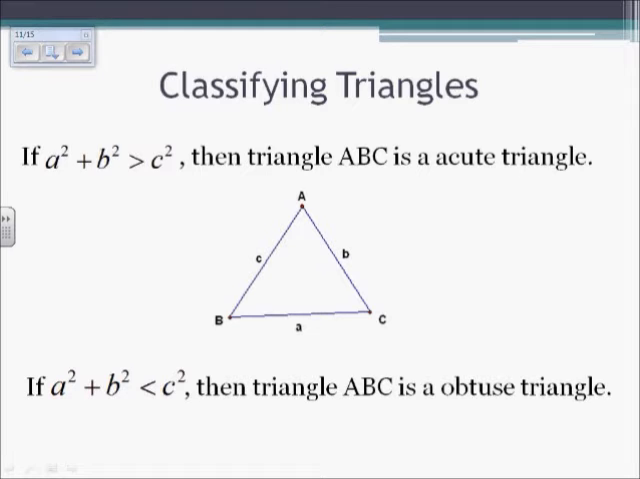So now we can take 3 sides of a triangle, determine whether or not it is a triangle, and if it is a triangle for sure, then we can state whether it's an acute triangle, an obtuse triangle, or a right triangle.